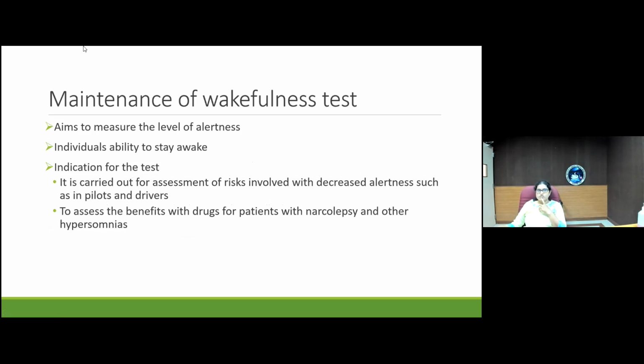Next is maintenance of wakefulness. This is again used for hypersomnias and narcolepsy, aims to measure the level of alertness and the individual's ability to stay awake.